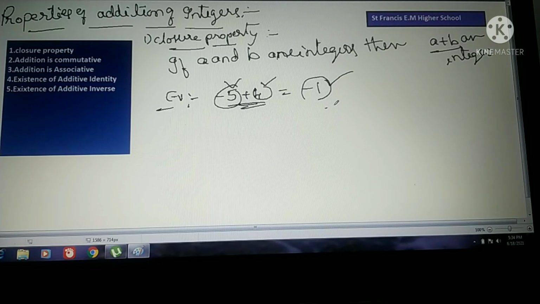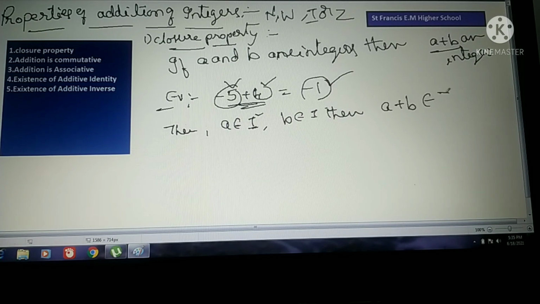Okay. So mathematically, as a notation, how to write means, a belongs to I. I means it is a symbol of integers. Integers, how to show means with the symbol I. Whole numbers is W, natural numbers is N, and this integers is I or Z. A belongs to I, B belongs to I, then A plus B belongs to I only. That is integers only. Understood?